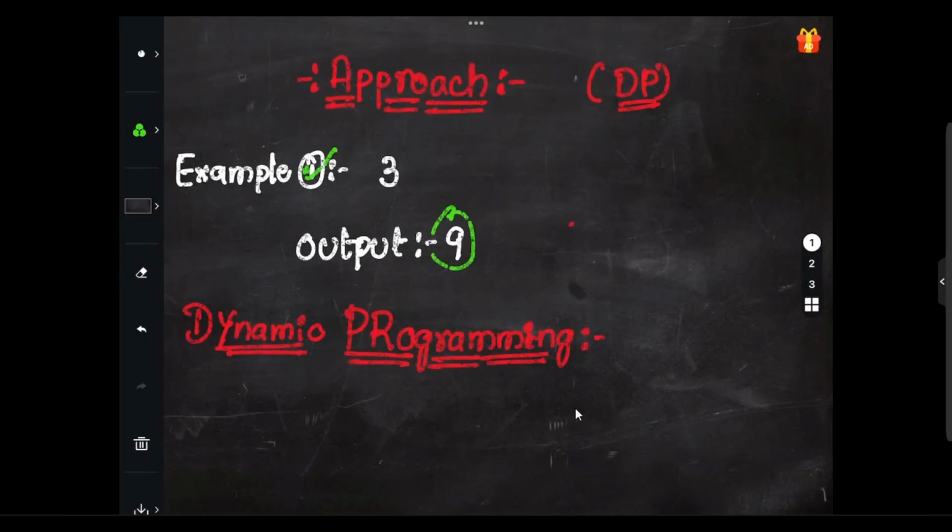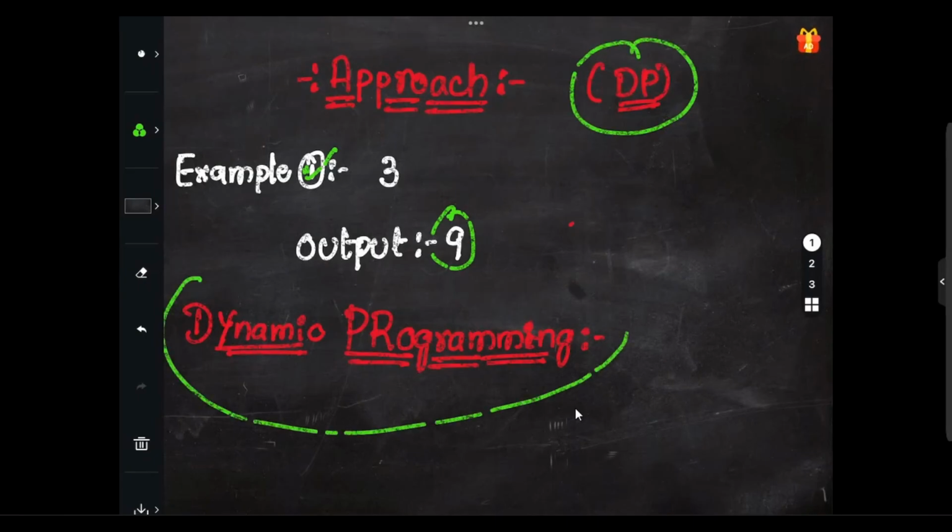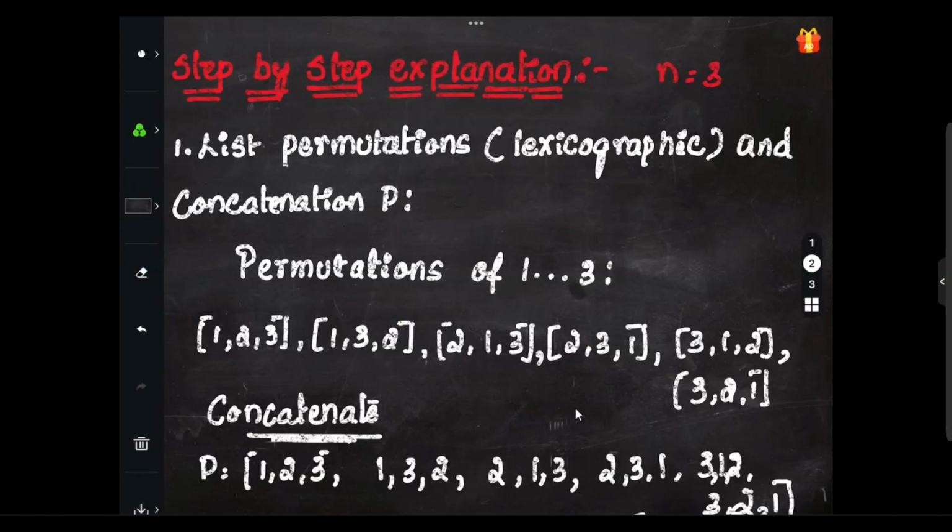So we will be going with the DP approach, the dynamic programming. Let's move on with the step-by-step explanation here. Before getting into it, I have considered the same first example, n equals 3, and the output that we need to get here is 9.